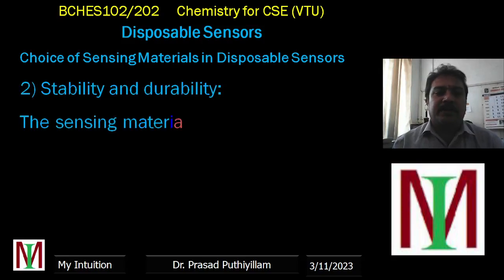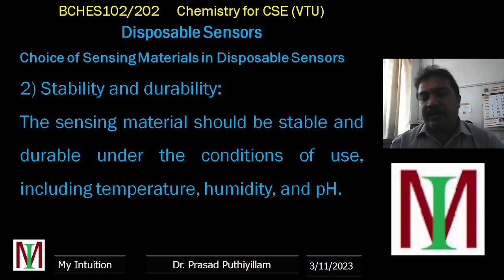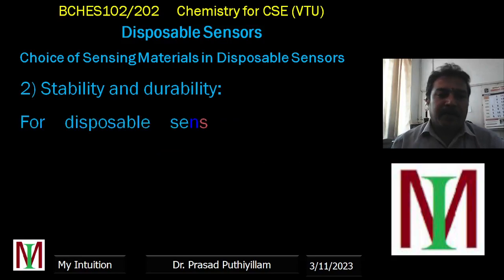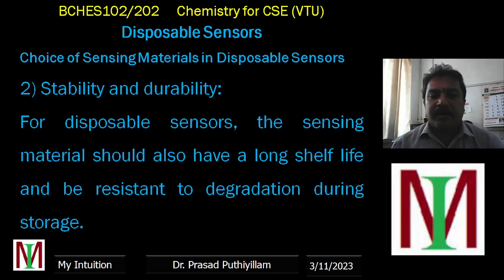Stability and durability. The sensing material should be very stable. It should be durable under the conditions of use. There may be high temperature, low temperature, changes in humidity, changes in pH. The material that we use should have stability and should be durable for a long time. For a disposable sensor, the sensing material should have a long shelf life and be resistant to degradation during storage.